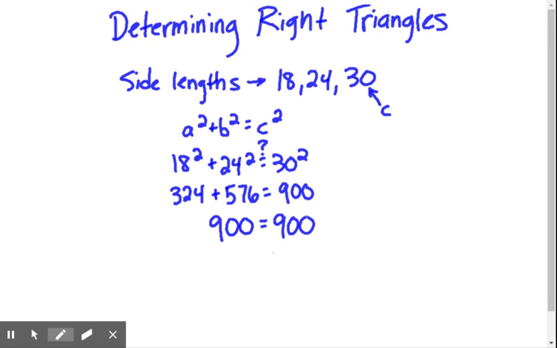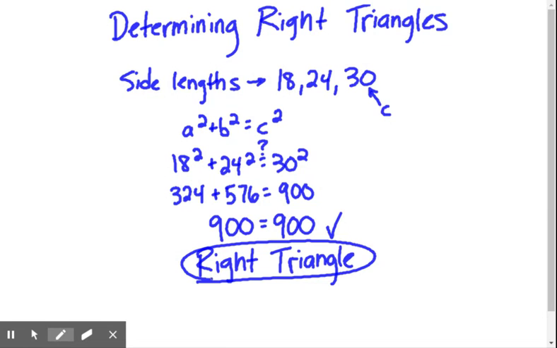So since we get a true statement here, since 900 is equal to 900, these side lengths satisfy the Pythagorean theorem. So that means that this is an example of a right triangle. Yes, this is a right triangle.